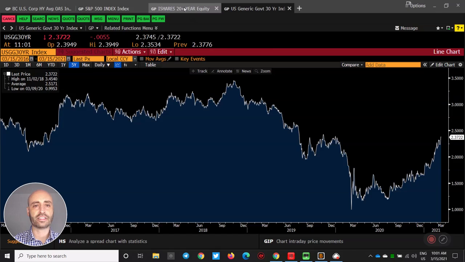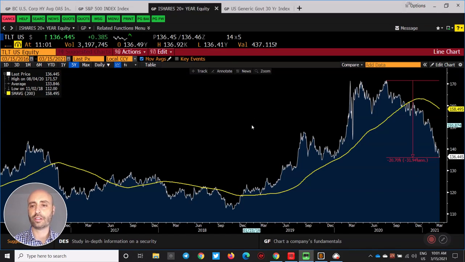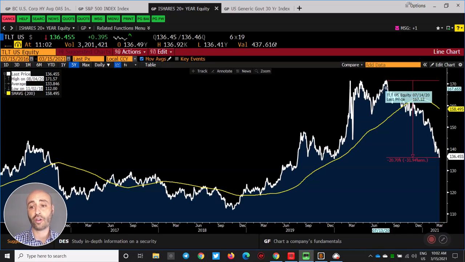But to give you guys an example of this, what I've pulled up here is the chart of the TLT 20-year plus Treasury bond ETF. This is one of the most liquid ETFs in all global markets, and the idea is that it tracks the performance of bonds with a maturity of 20 years or longer. It's a very, very popular ETF. Now, what you can see here is the yellow line is the 200-day moving average, and you can see that the price of this ETF has fallen below its 200-day moving average, and it's fallen quite a bit.